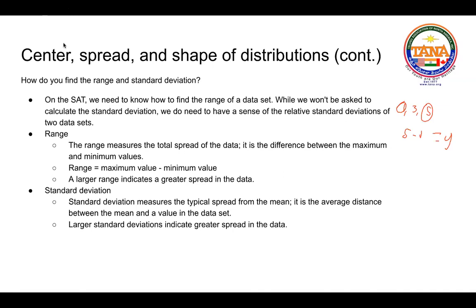Standard deviation. So standard deviation measures the typical spread from the mean. It's like the average distance between the mean and the values in the data set. Larger standard deviations indicate greater spread in the data. So in this case, for the data set 1, 3, and 5, the mean, which is 3, has a standard deviation of 2, because if you go 2 this way, you get 1, and if you go this way, you get 5. And yeah, larger standard deviations indicate greater spread in the data.